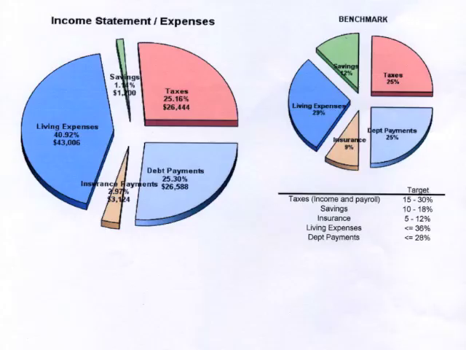This next slide is a graphical depiction of the financial statement we just looked at. And as you can see, your living expenses comprise 40.92% of all of your expenses. Now, with debt being at 25.3 and the various items there. On the right-hand side, you can see a benchmark, and this is what the average expenditures would be for someone in your situation. So as you can see, you guys are currently a little bit high in the living expense area, and that is something we will specifically address in my recommendations later.